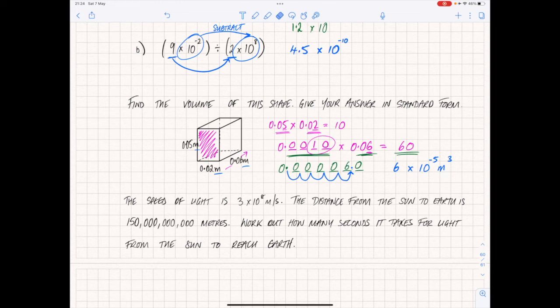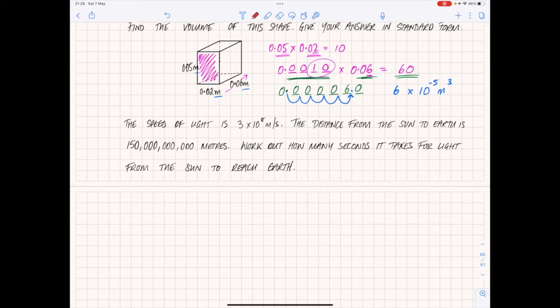Okay, if you're not sure about volume, I have done a video on that, you can go back and check it. And the last one here is looking at speed, distance, time. It comes up quite a lot with standard form, puts it into context. So the speed of light is 3 times 10 to the power of 8 meters per second, and that value has been slightly rounded because it's not exactly that. The distance from the sun to the earth is 150 billion meters. Work out how many seconds it takes for light from the sun to reach the earth.